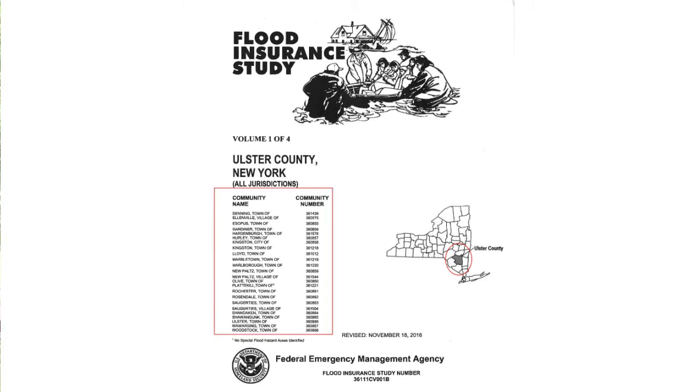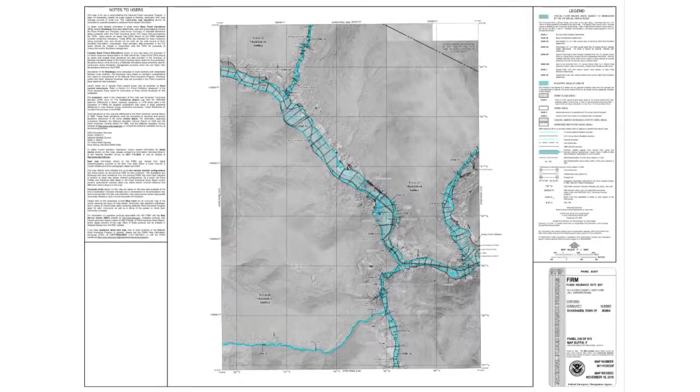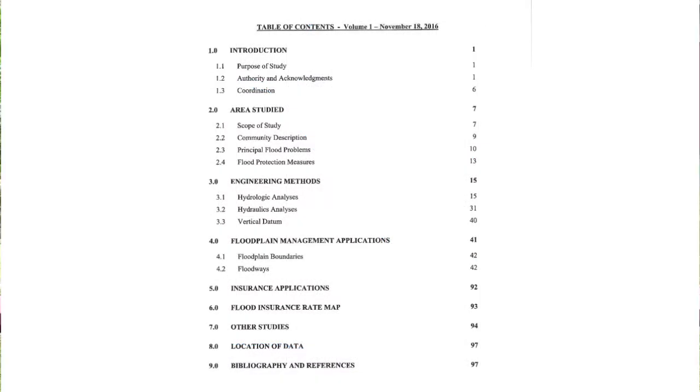For a county-wide FIS, like we have here in Ulster County, you'll notice that the county itself is highlighted. It also lists all the local communities within the county, which in New York State includes all towns, villages, and cities, as well as their individual community number. This is important because it'll help you reference the community that is contained on the individual flood insurance rate map panel. The table of contents for the FIS outlines all of the available data that is contained within the FIS.